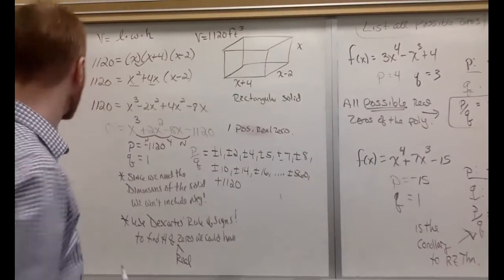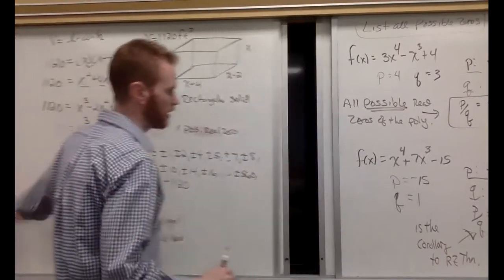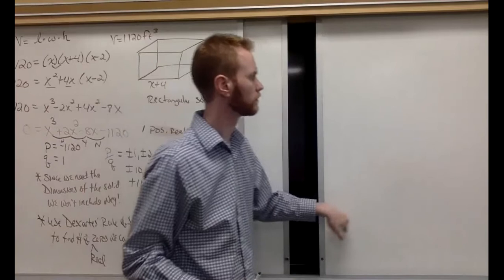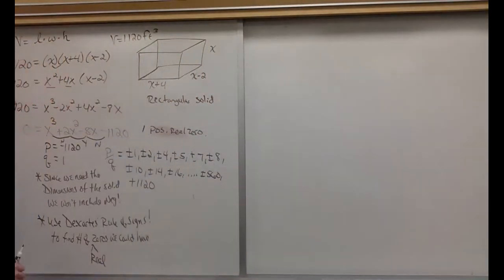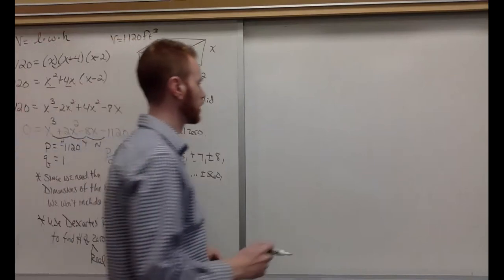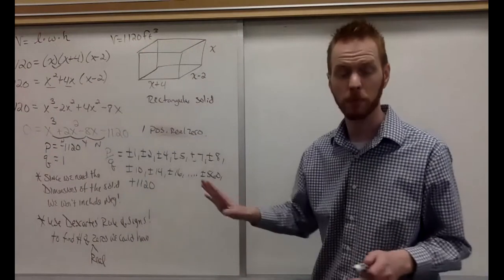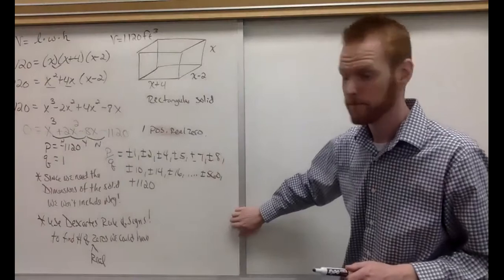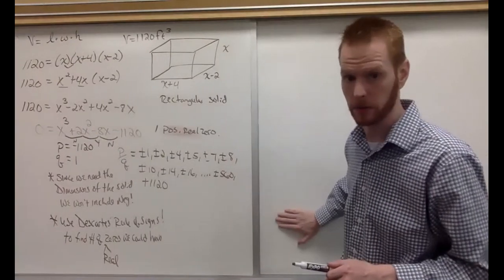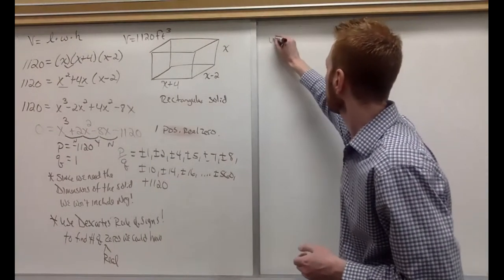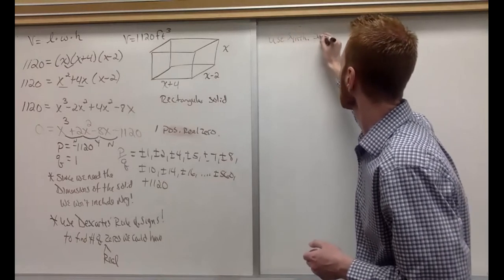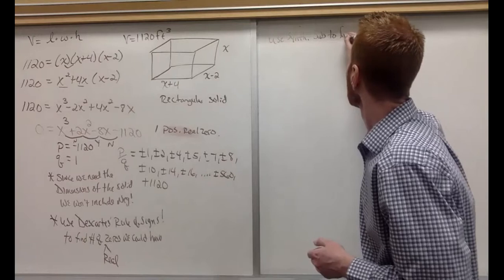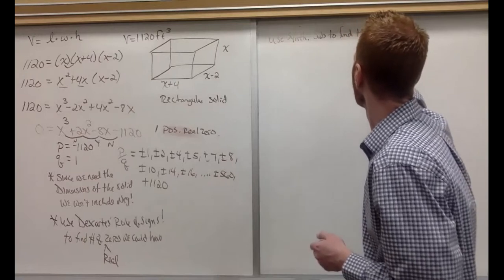There we go. So let's go ahead. Okay, all right, so we know 1 works. I mean, we don't know if 1 works, but we know that there's going to be at least 1 zero here that we're going to be looking at. So we're going to use synthetic substitution to find the zero.